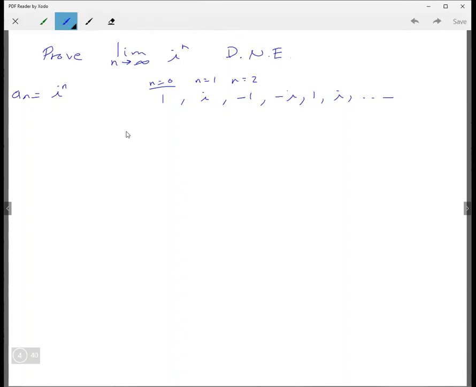I guess I don't necessarily want to spend a whole lot of time with this, so I will kind of run over an outline of what's going on. Basically, this function hits 1, i, -1, and -i, right?